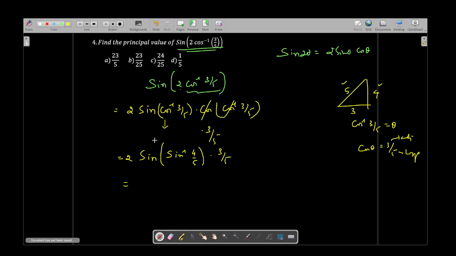Now I can easily cancel sine and sine inverse. 2 into 4 by 5 into 3 by 5. So 2 into 4 is 8, 8 into 3 is 24, 24 by 5 into 5 is 25. So option C.